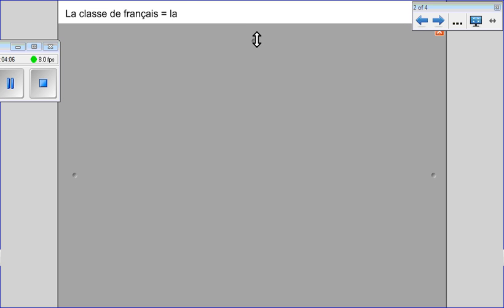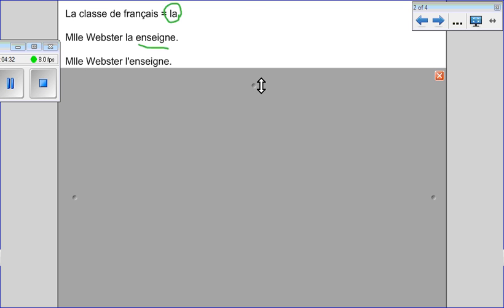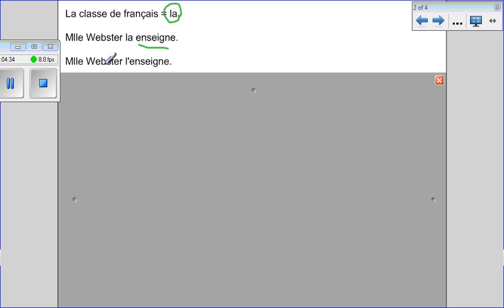So, la classe de français can be replaced with la. So this is the pronom d'objet direct that we are going to replace la classe de français with. Now you can see we've put it before the verb: Mademoiselle Webster la enseigne. But that sounds weird, la enseigne. We have two vowels here, that doesn't work. So this is that special scenario where you use l'apostrophe. Mademoiselle Webster l'enseigne, which means Mademoiselle Webster teaches it.